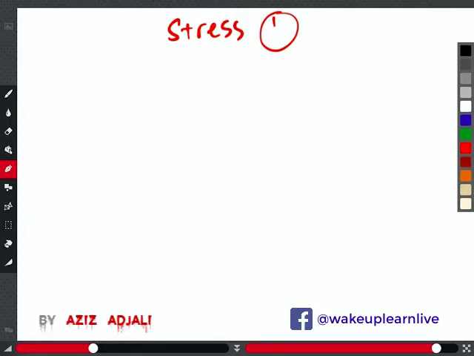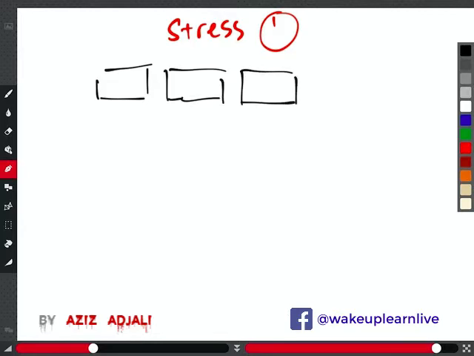Okay, so how do we make the stress, or where can we spot the stress in a word? So usually the word contains syllables. Okay, you can divide a word into syllables. So the first syllable, second syllable, third, it depends on the word. There are words with one syllable, there are words with two syllables, there are words with three and more.